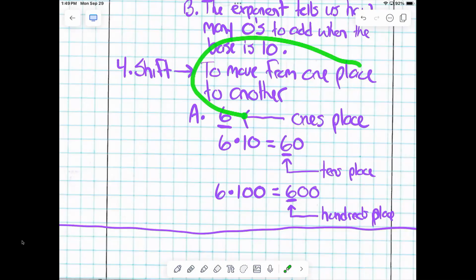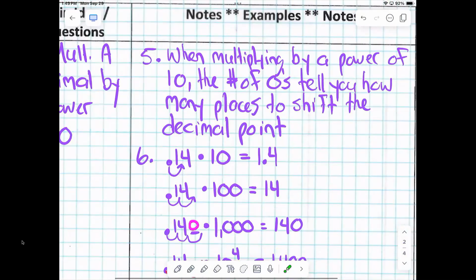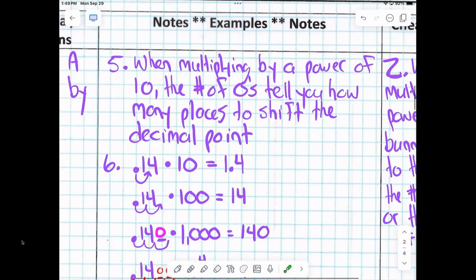What's it say again? All right. Number 5 says, when multiplying by a power of 10, the number of zeros tells you how many places to shift the decimal point.